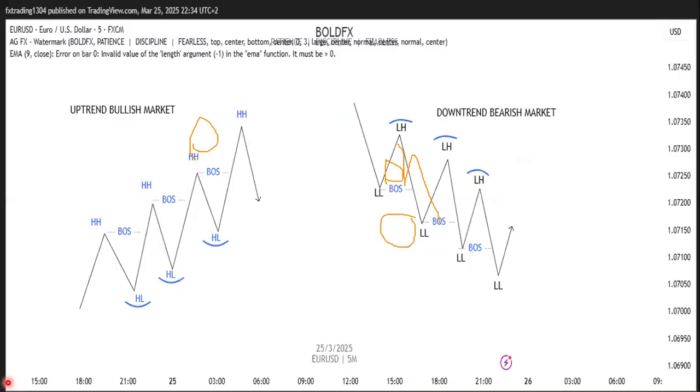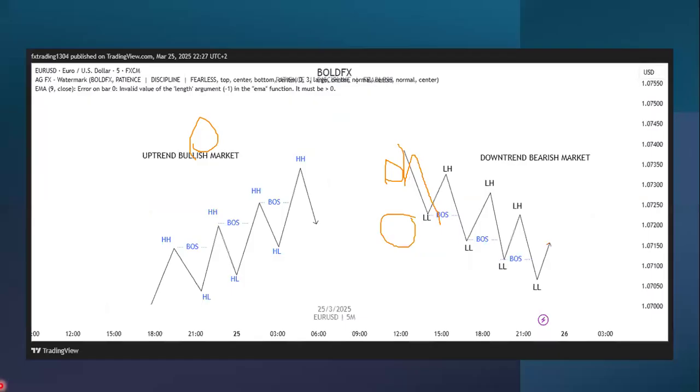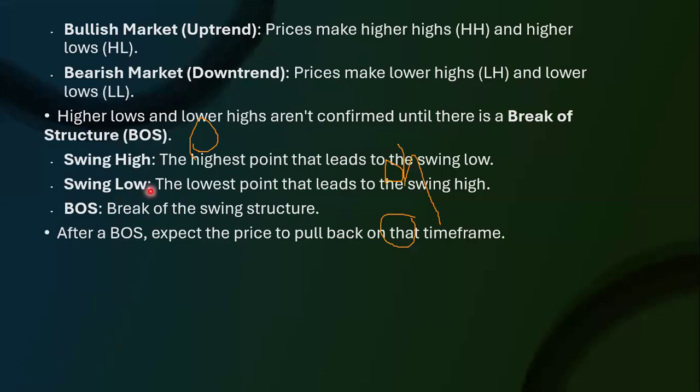Let me just get back to. So strong highs and lows. Strong lows lead to higher highs. This is not the one that I was looking for. So right here, a swing high is the highest point that leads to a swing low, and a swing low is the lowest point that leads to a swing high.